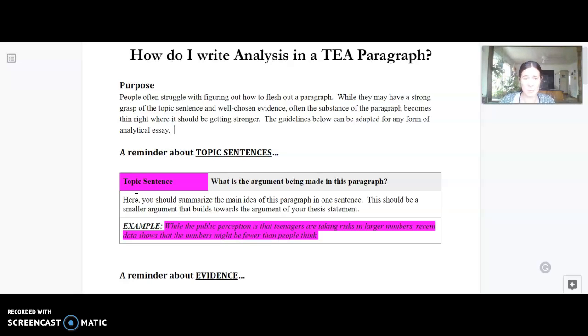An example of this would be, while the public perception is that teenagers are taking risks in larger numbers, recent data shows that the numbers might be fewer than people think. Now, as a reader, I know this is the entire goal of your paragraph, is you're going to prove to me this statement is true.